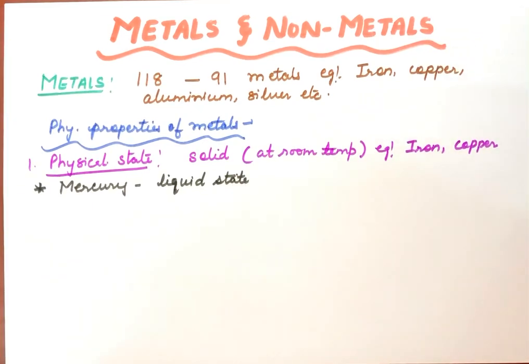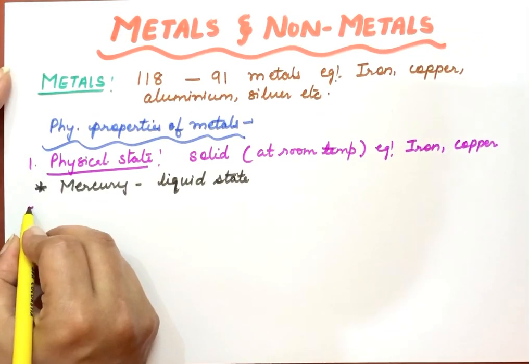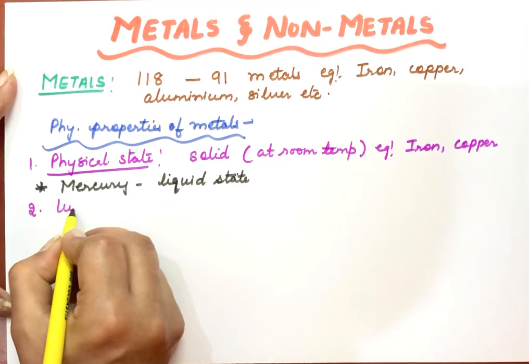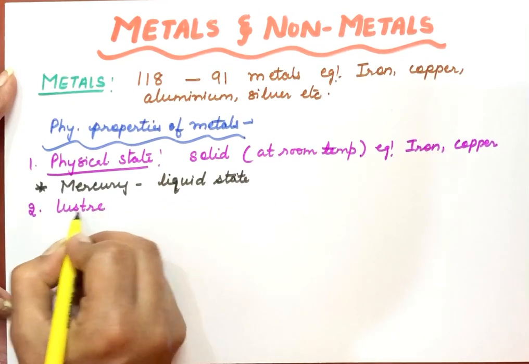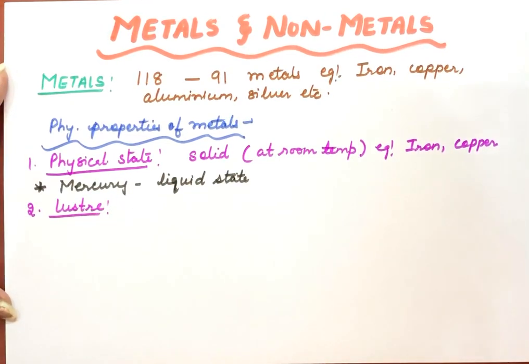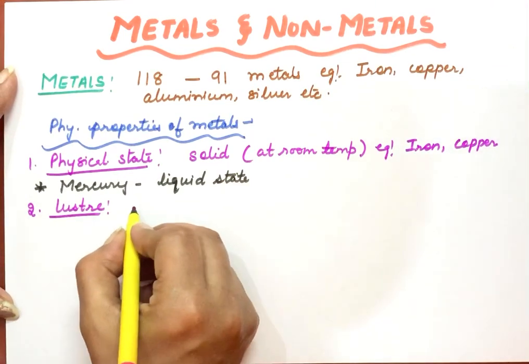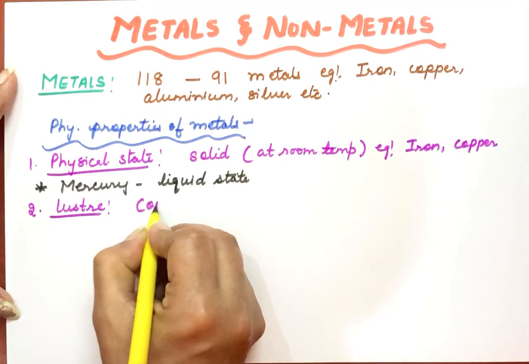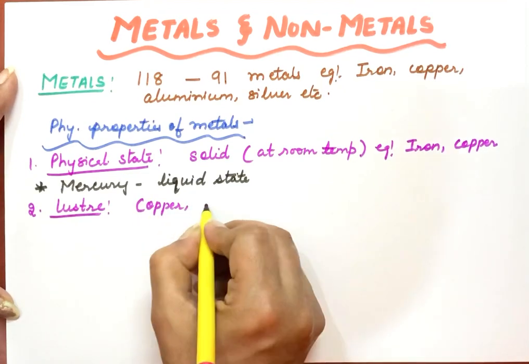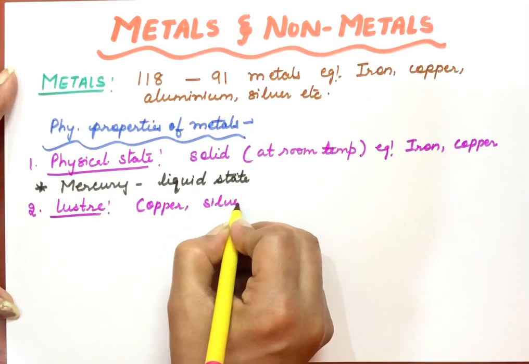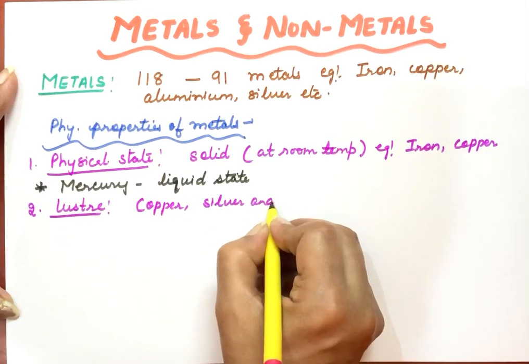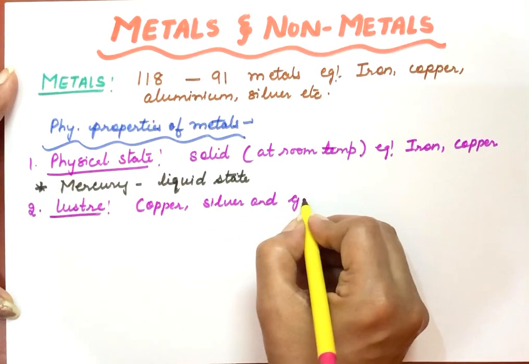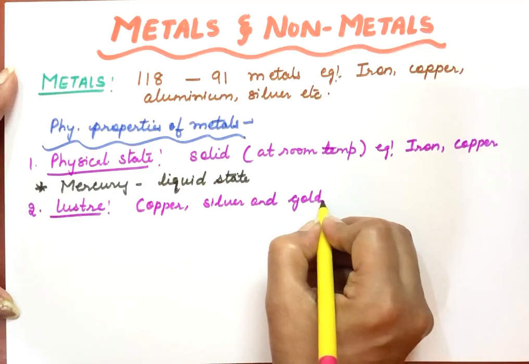Now moving on to the second physical property of metals, luster. Luster means shine. Most of the metals have a shiny surface. For example, copper, silver, gold, all these have a shiny surface. And because of this, we use gold and silver in making jewelry.